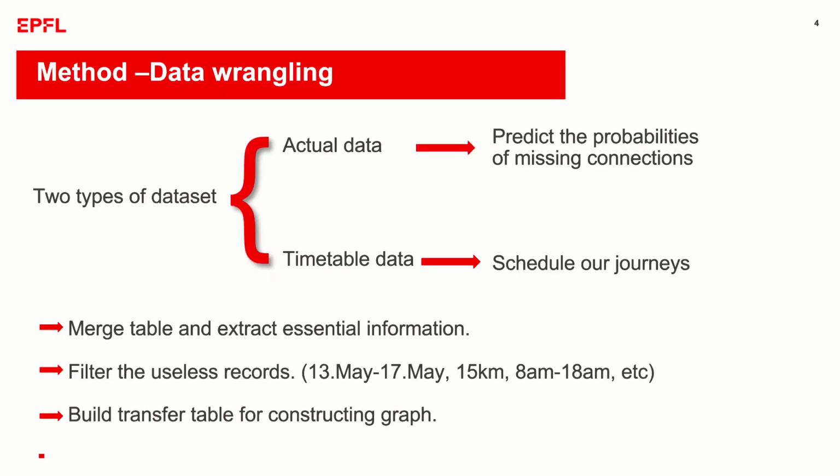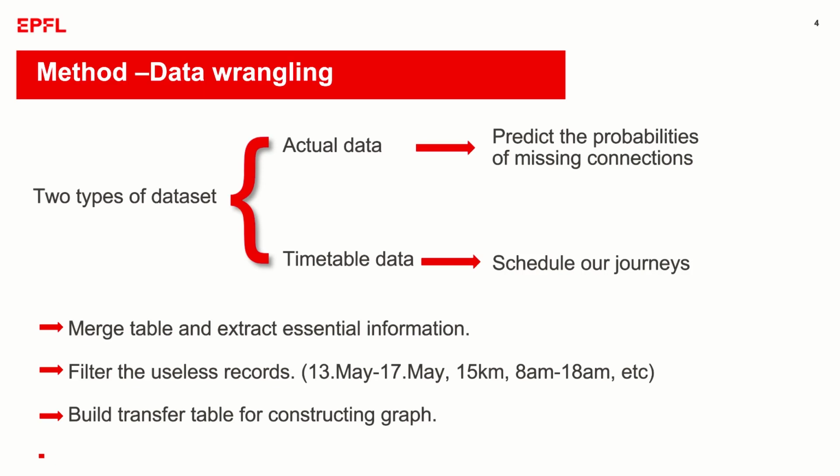We have two distinct types of data. One is the scheduled timetable of the trips, and the other one is the collected data with actual arrival and destination times. We use the scheduled times to find several possible paths between origin and destination. We use the actual data to later predict probabilities of missing connections, allowing us to choose from the set of paths found beforehand.